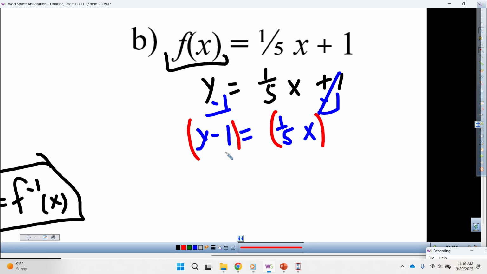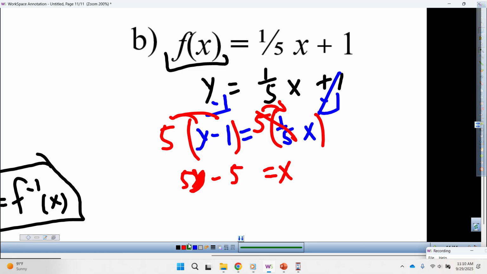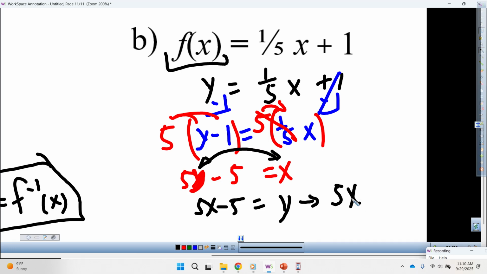Multiply times what? Yeah, 5 over 1 or just 5. Both sides. So if we multiply this in here, it's 5 over 5, which is 1. So we're left with x. Distribute the 5 here, so that is 5y minus 5. Last but not least, switch the variables. So this is 5x minus 5 equals y. And we just write this in function notation. 5x minus 5 equals f inverse x.